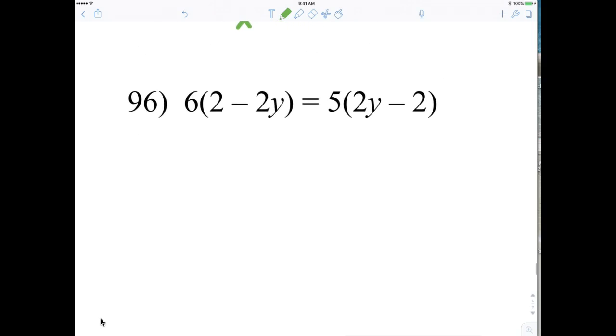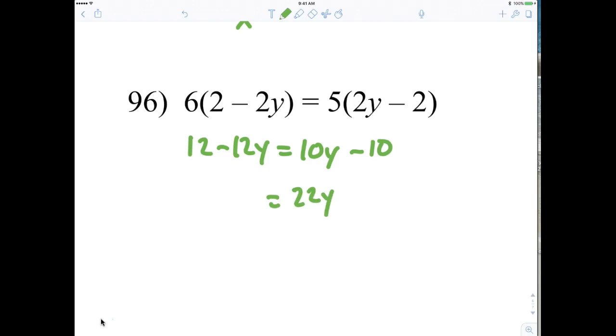96. All right. 12 minus 12y equals 10y minus 10. I don't think so. Oh wait, no. Sorry. So now I have 22y here and 22 there. Do we agree? No. So y equals what? 1. Y equals 1. All right.